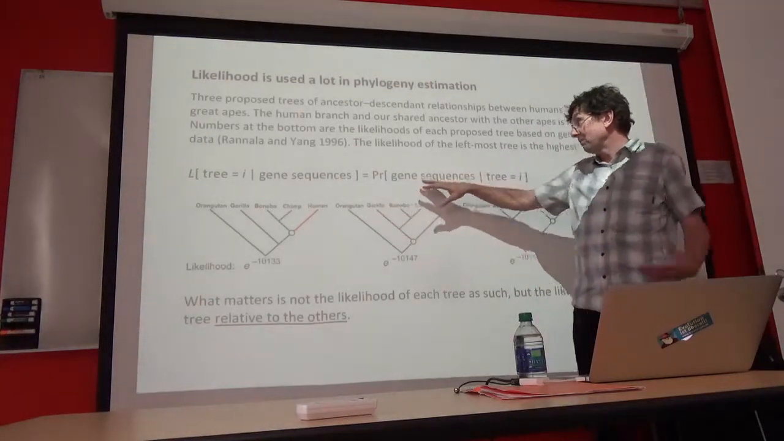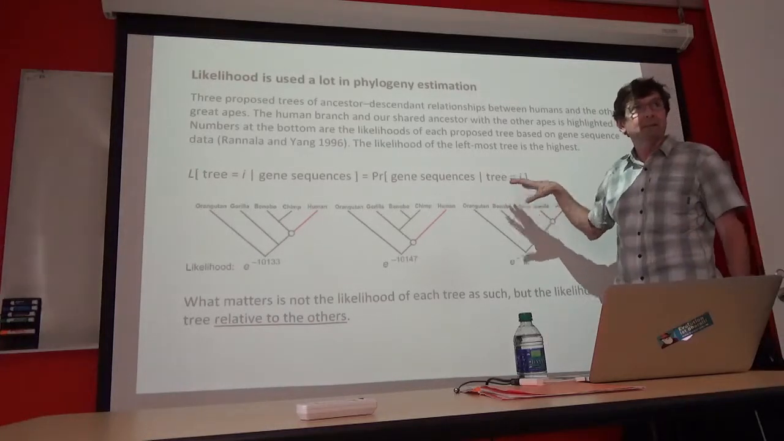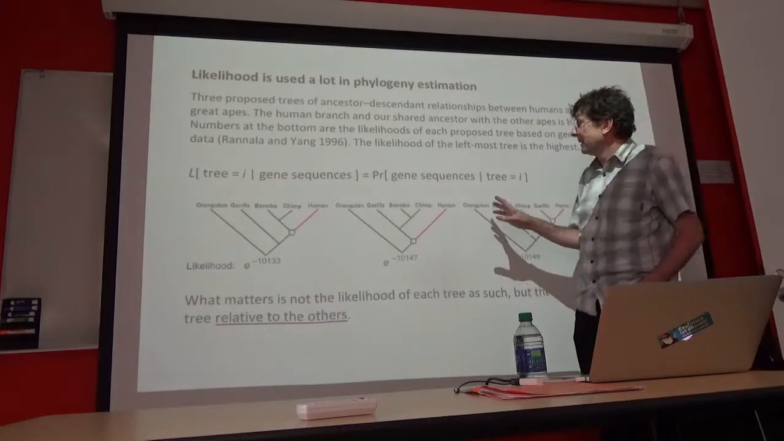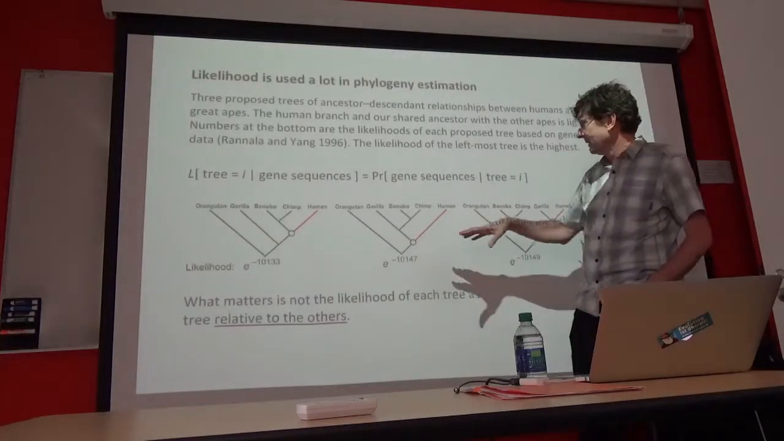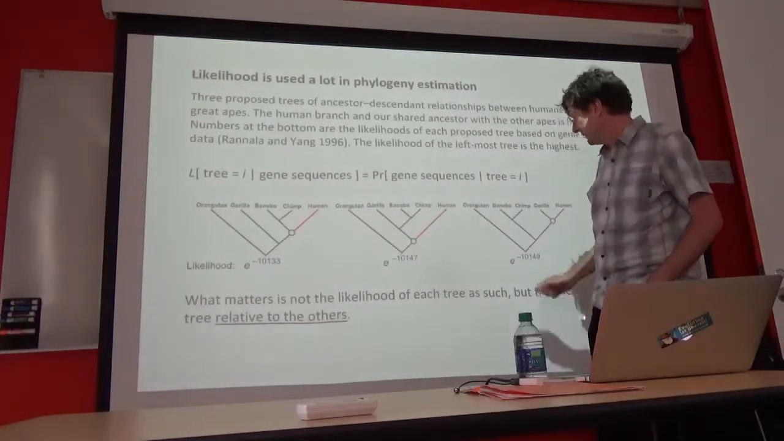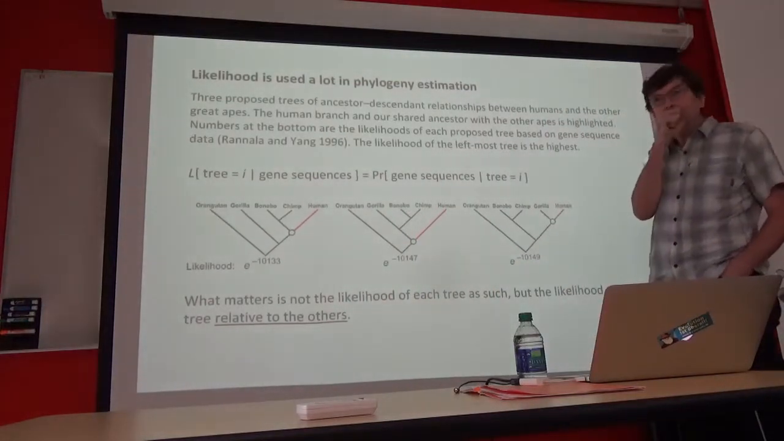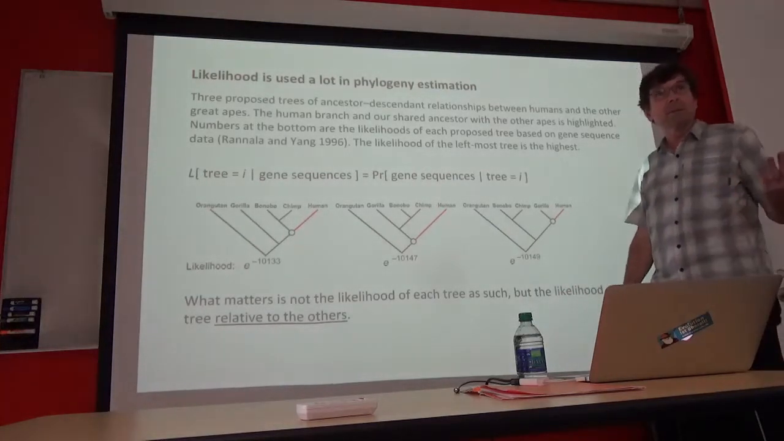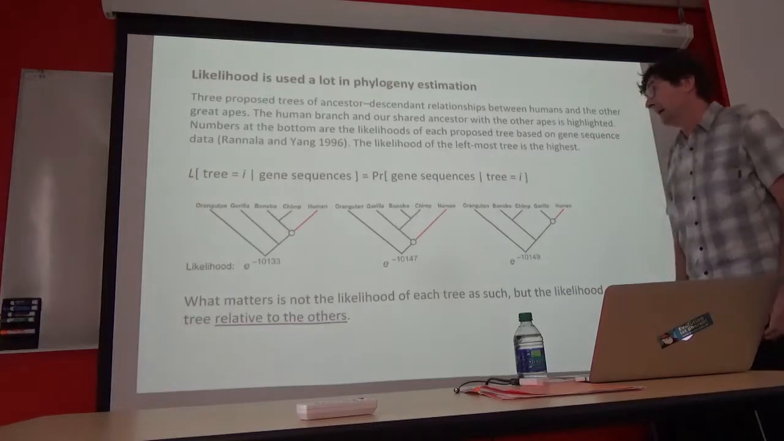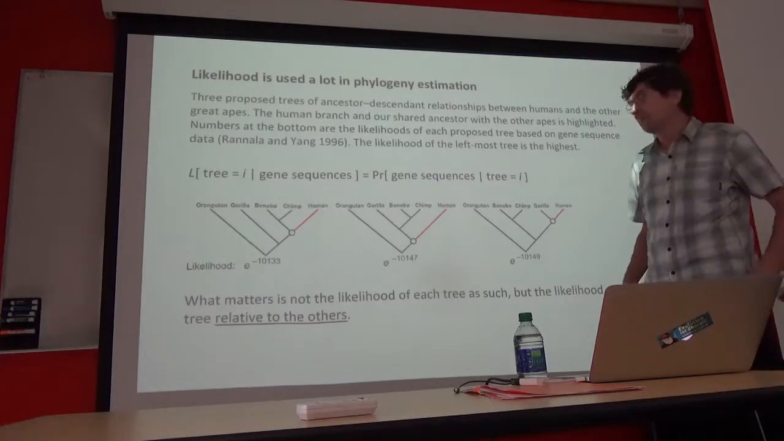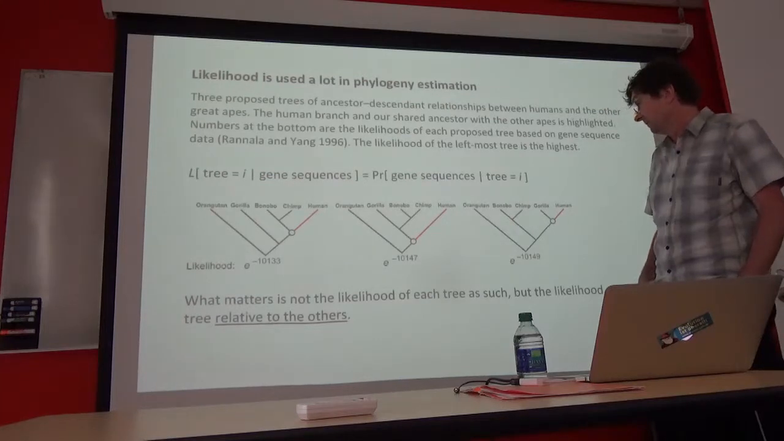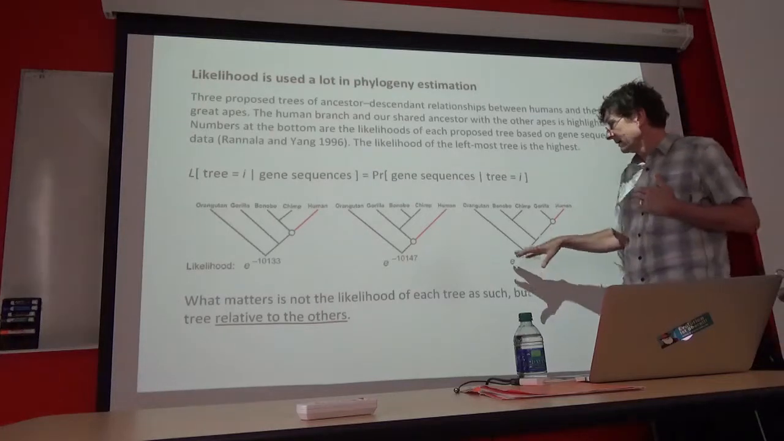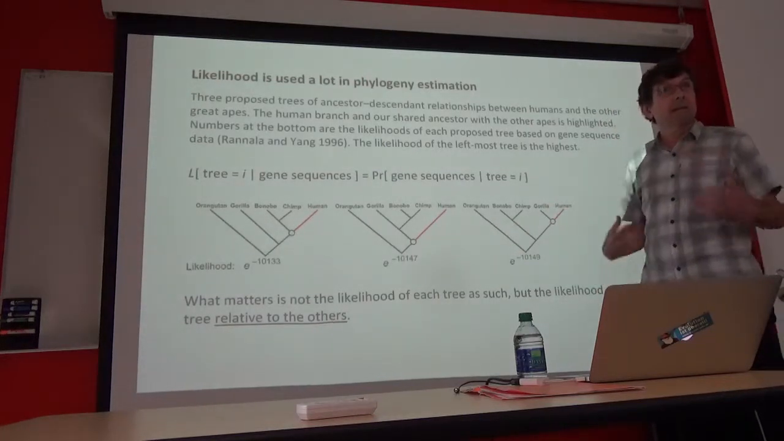And that likelihood, again, is the probability of obtaining the gene sequence data given each of the trees. And again, the probability of getting the genetic data given either of these three trees is a very small number. But what matters is not the absolute likelihoods. There being so many possible outcomes for the data, any one of them has a pretty negligible chance of ever occurring if you were to repeat the process of evolution all over again. But what matters is the relative magnitudes.